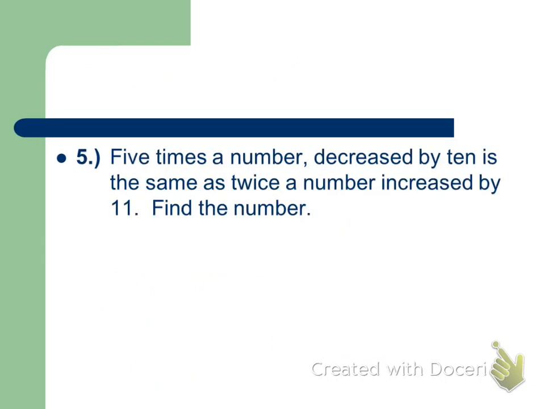Maybe. Again, we're going to do the odds together, and then we'll have time to go back and do the evens. Number 5. 5 times a number decreased by 10 is the same as twice a number increased by 11. Find the number.